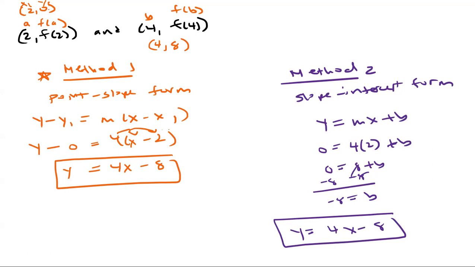So that will be our answer here. Again, we just used two different methods. You've got the point slope form, and then we have the slope intercept form. At the end of the day, we get the same answer.